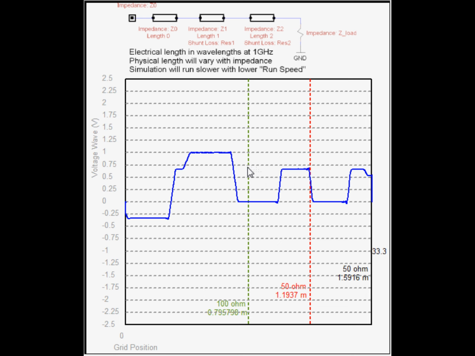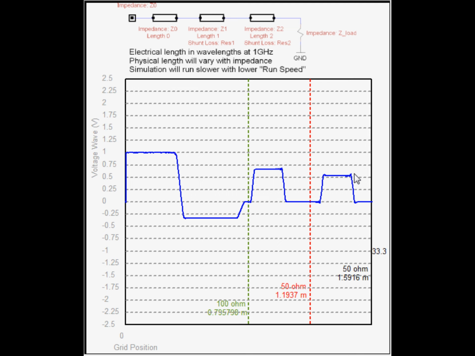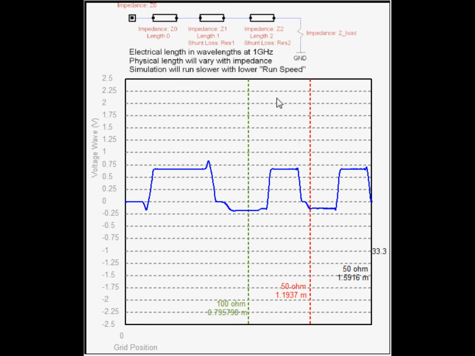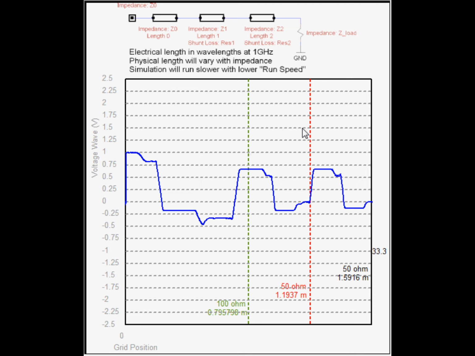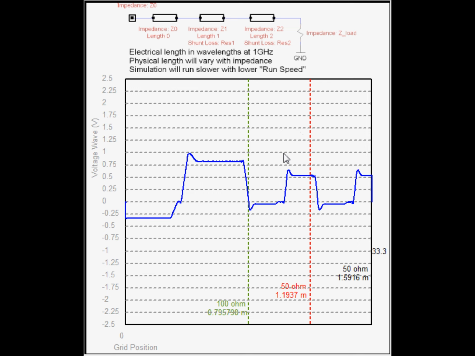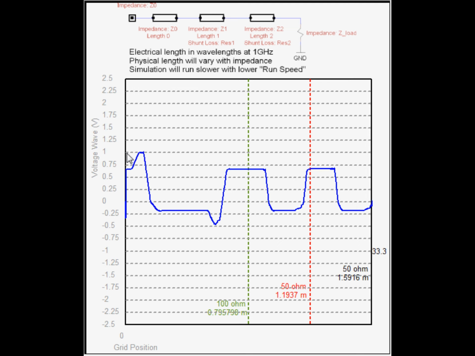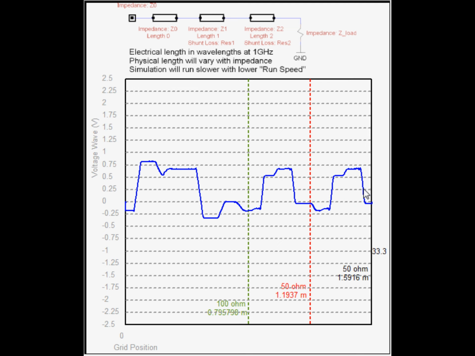Now, I can also run a digital signal through here, and you can see what these voltage waves do to a digital signal when you have mismatched lines. You could easily see that there would be bit errors going on if you're actually this mismatched from your digital source to the digital receiver.